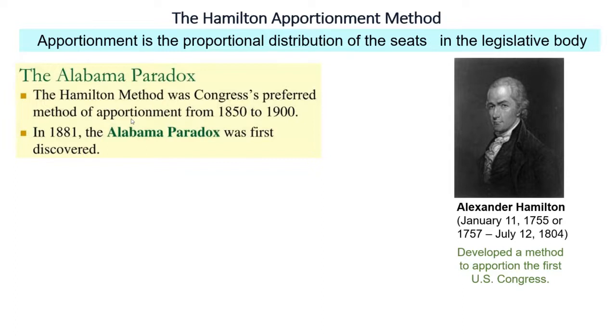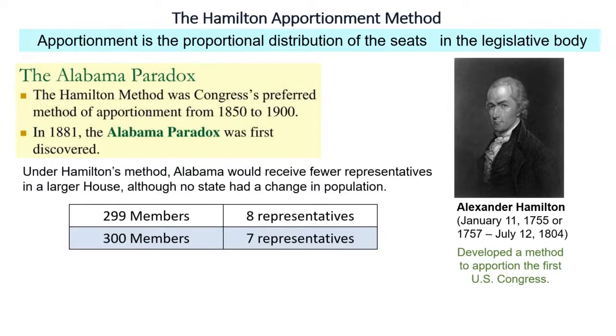In 1881, the Alabama paradox was first discovered. Under Hamilton's method, Alabama would receive fewer representatives in a larger house. So in 1881, they decided to increase the Congress from 299 to 300 members. And when they used the Hamilton method to reapportion representatives, everybody was surprised that Alabama lost a representative.